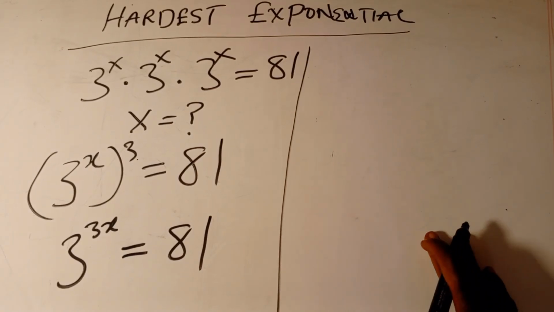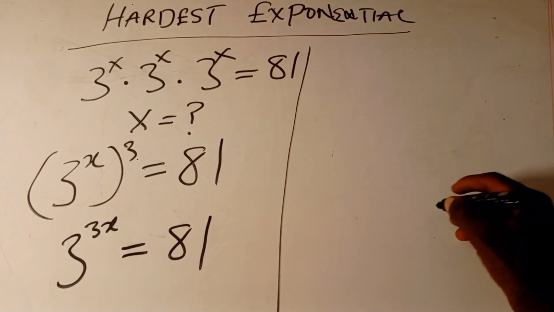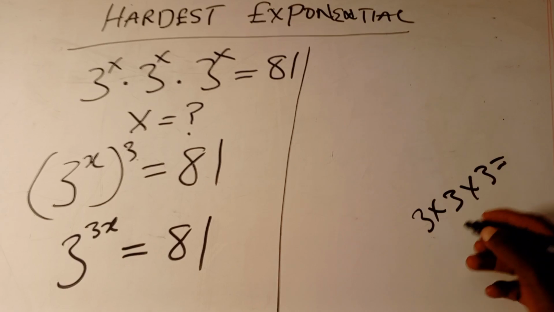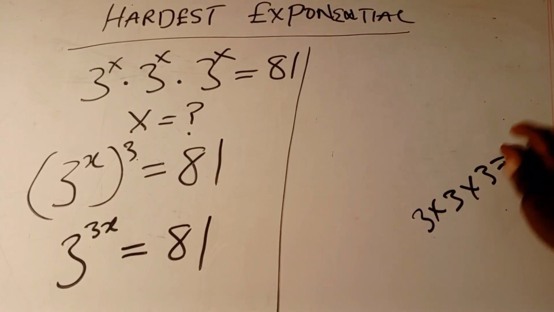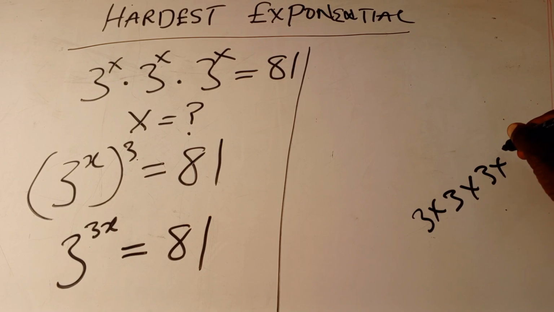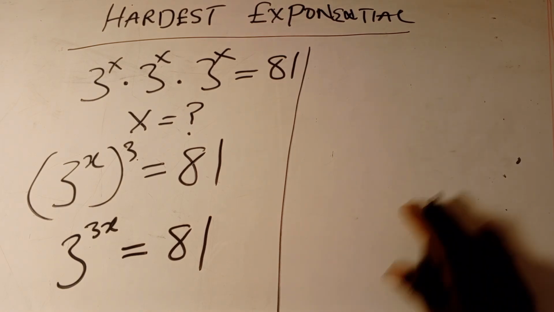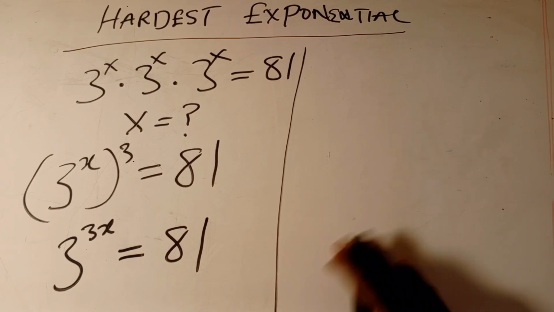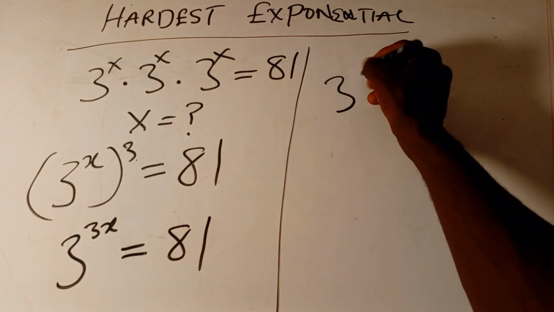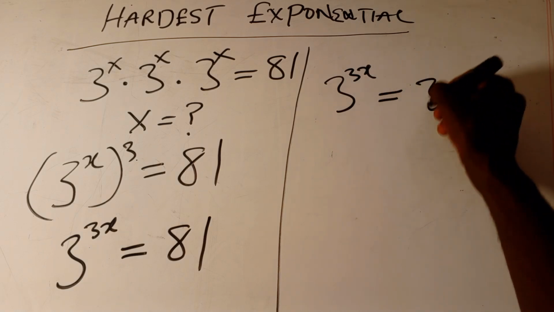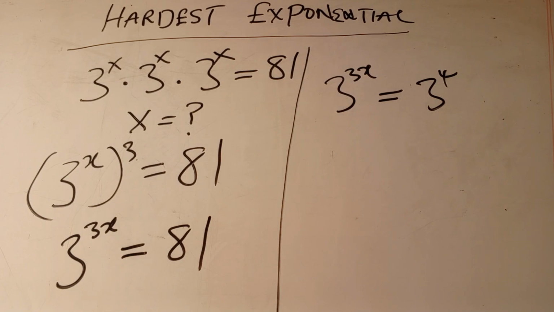I know the index form of 81 will be 3 into 4 places. That is 3 times 3 times 3 times 3, 4 places, that will be 81. 1, 2, 3, 4. That is the index form of 81 is equals to 3 raised by 4. Therefore, we have 3 raised by 3x is equals to 3 raised by 4.